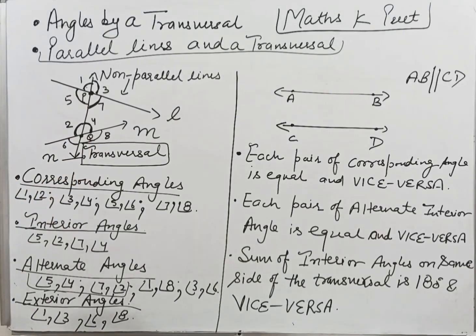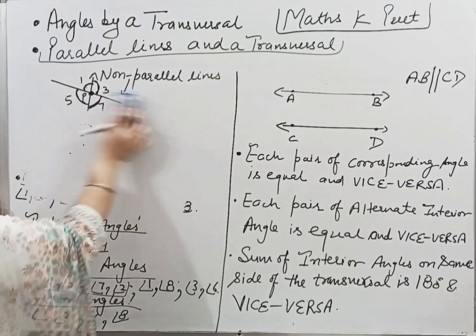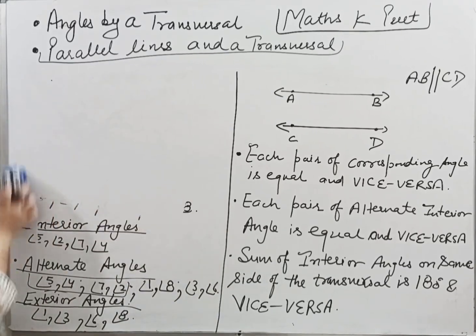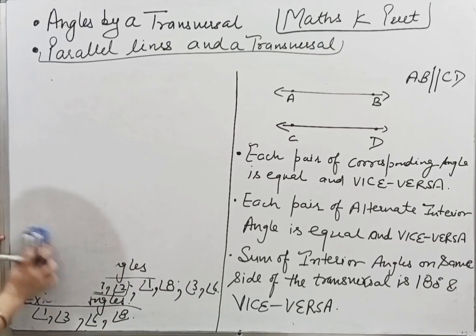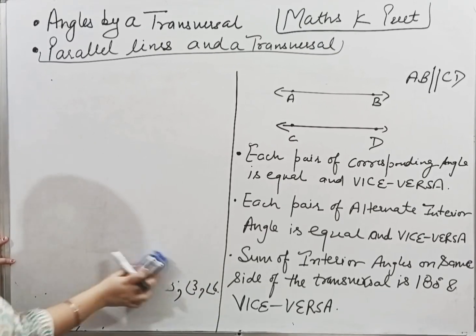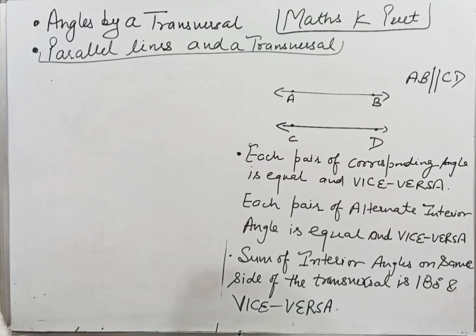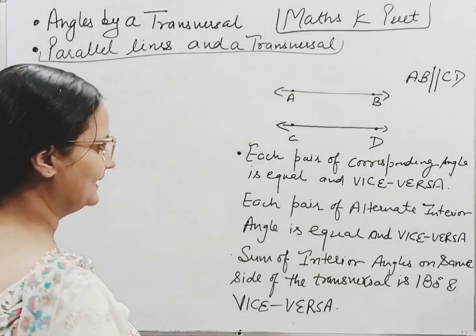Now let's move to the concept when the lines are parallel to each other. When the lines were non-parallel, this was the case, and we got such pairs of angles. Now see the case when the lines are parallel. Here AB and CD are parallel to each other. They are at a constant distance from each other. The distance is fixed till the end.